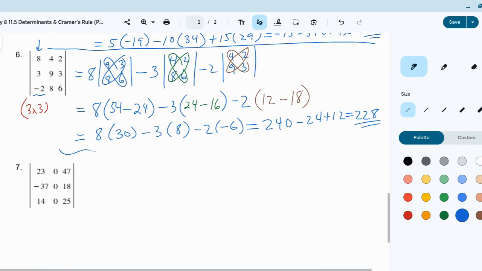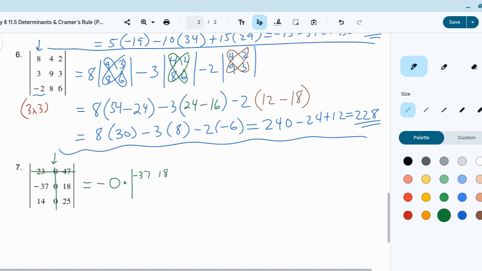All right, one more time. Here we go, number 7. Now, number 7, remember I talked about picking a row or column that is advantageous to you. What I would highly recommend is you pick this middle column. Because watch, if I start with opposite of 0, that doesn't matter, right? Because negative 0 doesn't matter. But when I do this, if I cross that out, you're like, okay, well, I get negative 37, 18, 14, and 25.